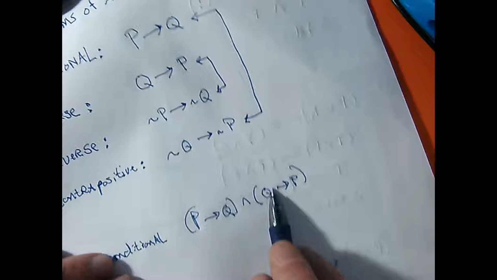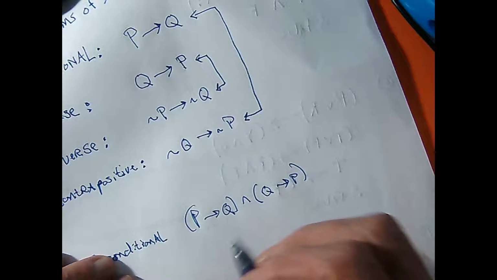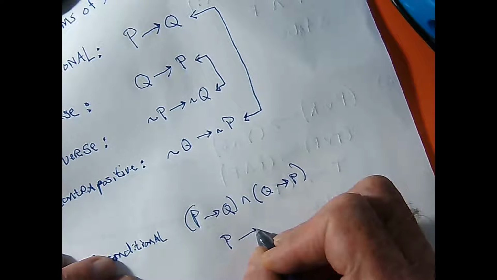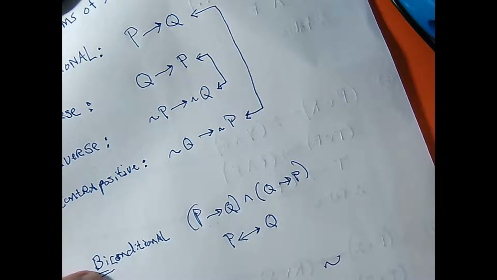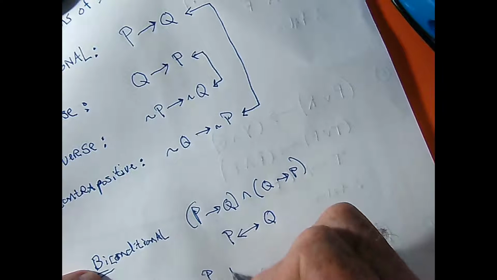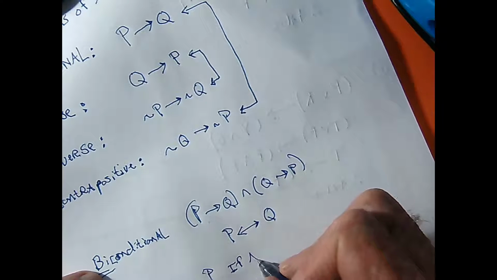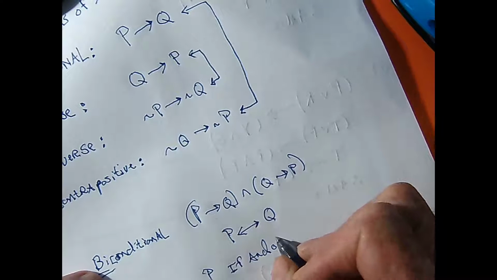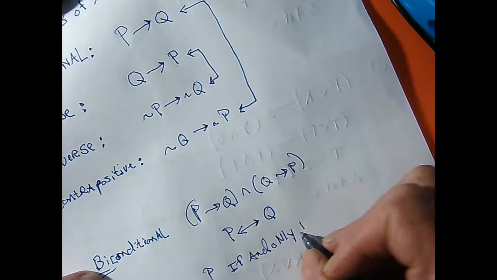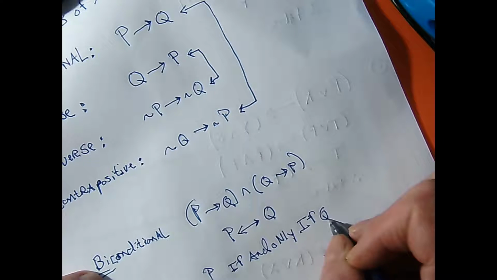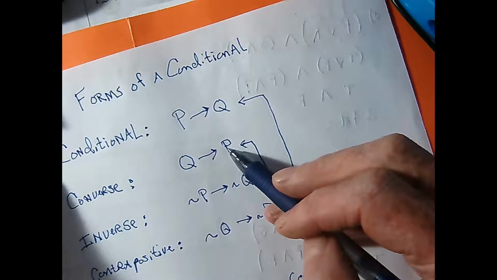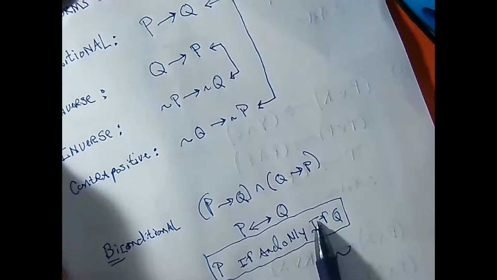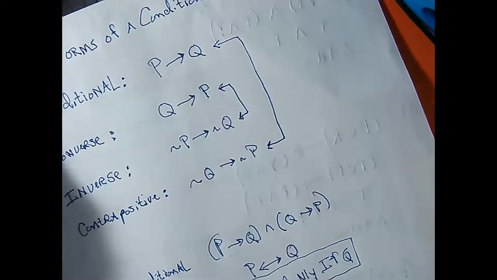The biconditional is best written this way, as opposed to this clumsy statement, P with a double arrow Q. And how do you read that statement? You read that P, if and only if Q. That's the form of a biconditional. If a conditional is true, and its converse is true, you can combine them to make a biconditional, and the biconditional will also be true.